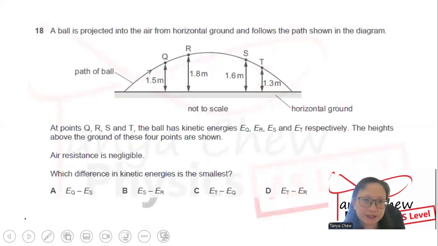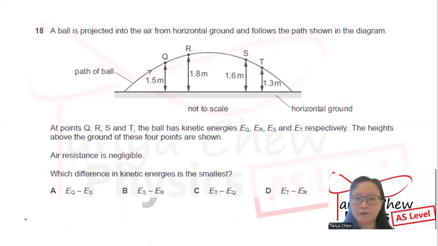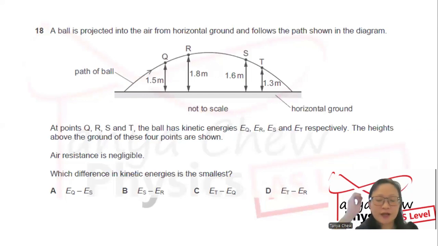Now, question number 18. A ball is projected into the air from horizontal ground and follows the path shown in the diagram. At points Q, R, S, and T, the ball has kinetic energies EQ, ER, ES, and ET, respectively. The heights above the ground of these 4 points are shown. Air resistance is negligible. Thank goodness. Which difference in kinetic energies is the smallest?